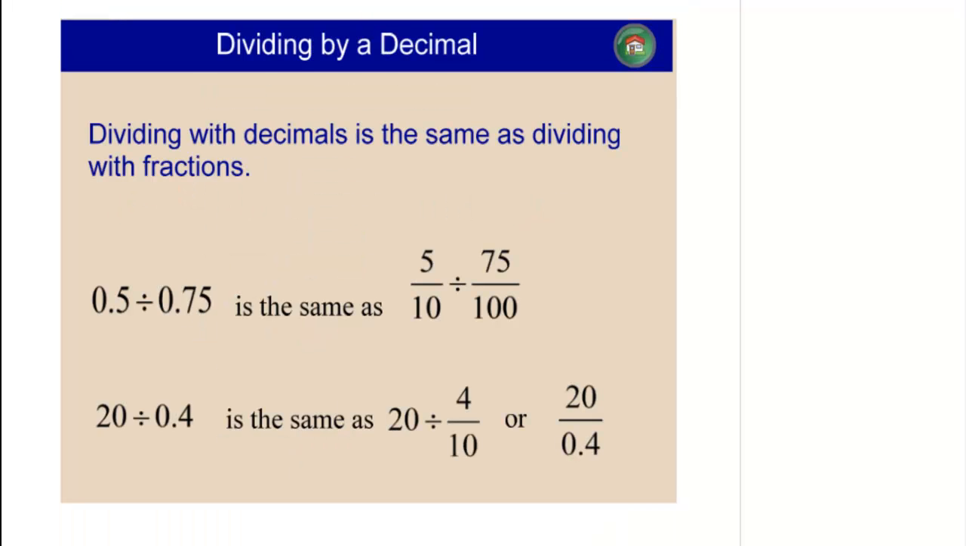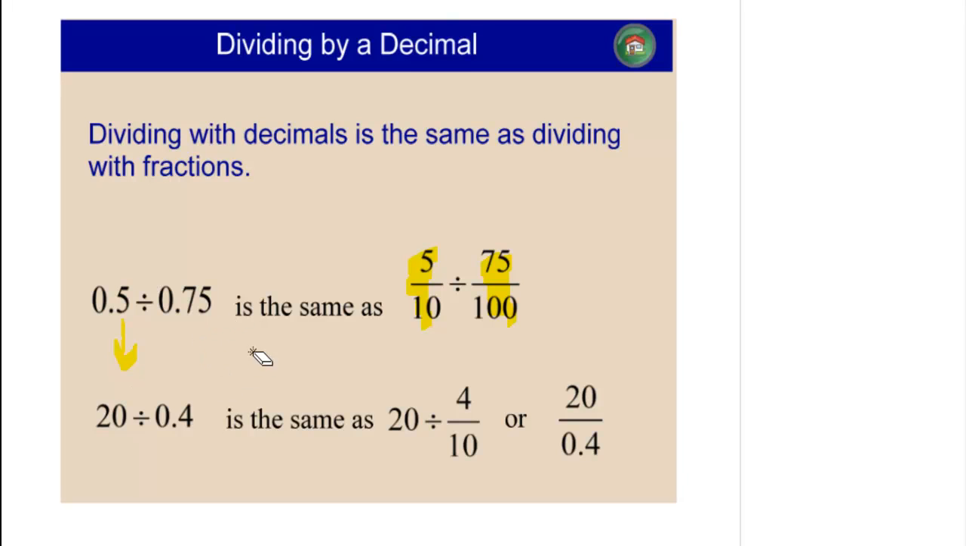Keep in mind a couple of notes about notation. Dividing with decimals is the same as dividing with fractions. So let's look at a couple of ways to think about dividing. First of all, 0.5 divided by 0.75. 0.5 is the same thing as 5/10ths, right? Because 5 is in the tenths place. 0.75 is the same thing as 75 hundredths because the 5 is in the hundredths place. So they're read 5/10ths and 75 hundredths, whether you're looking at these numbers as decimals or as fractions.